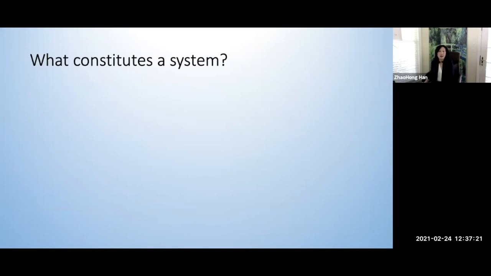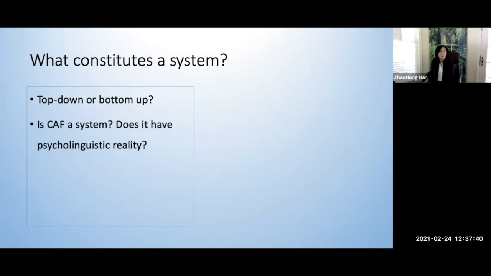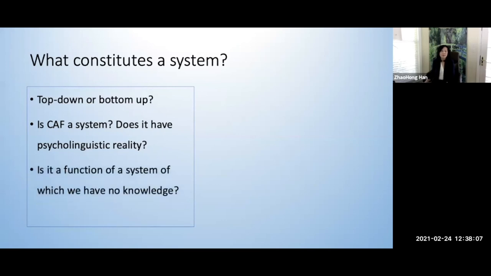Exploring the system nature of a complex phenomenon is essential, but let's start with a very basic question. What constitutes a system? Should the system be determined in a top-down manner or bottom-up manner? And more specifically, given that CAF has been used widely in SLA research, including in studies guided by CDST, the question that I'd like to ask here is, is CAF a system? Does it have any psycholinguistic reality? Or is it a function of a system of which we don't have much knowledge yet?